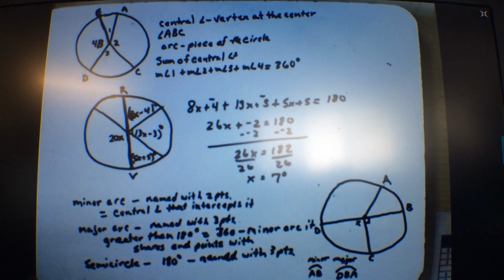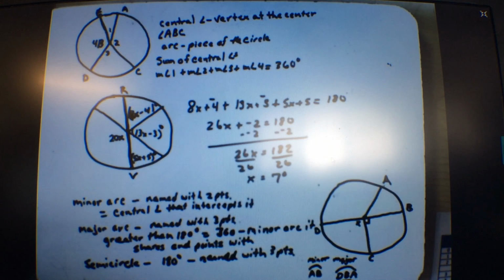What's another way I could name the major arc DBA? ABD, okay. What's another way? DCA. DCA. The middle letter does not matter as long as it's between the 2 endpoints. Do you understand that?